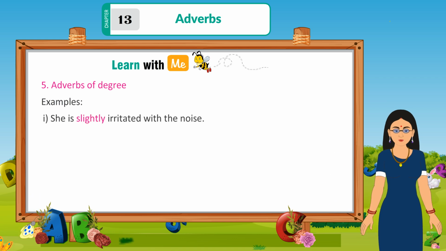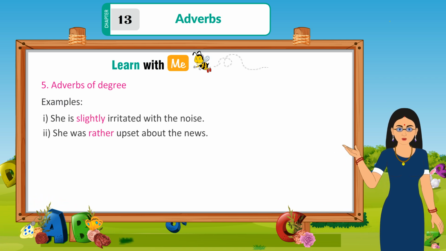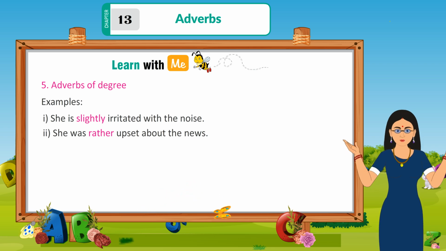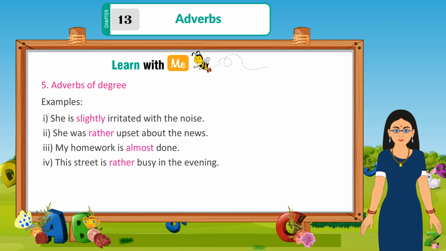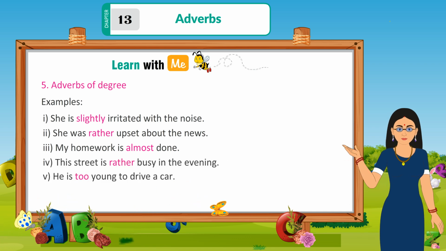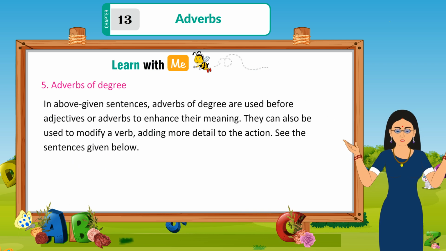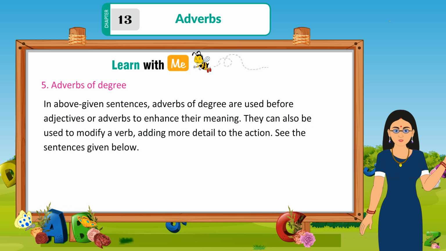Examples: She is slightly irritated with the noise. She was rather upset about the news. My homework is almost done. The street is rather busy in the evening. He is too young to drive a car. In the above given sentences, adverbs of degree are used before adjectives or adverbs to enhance their meaning.